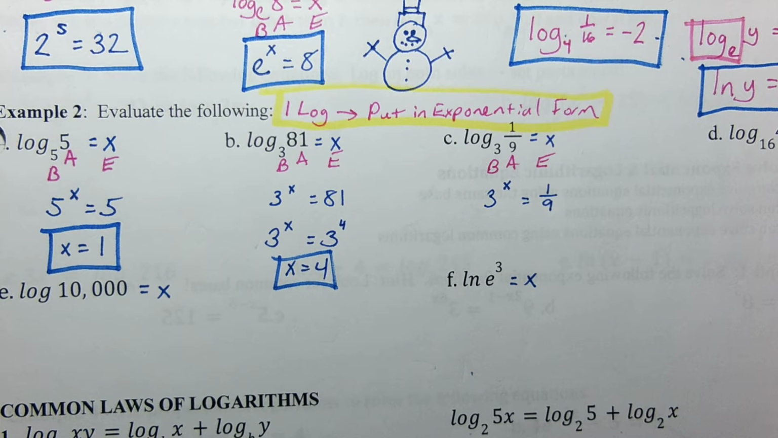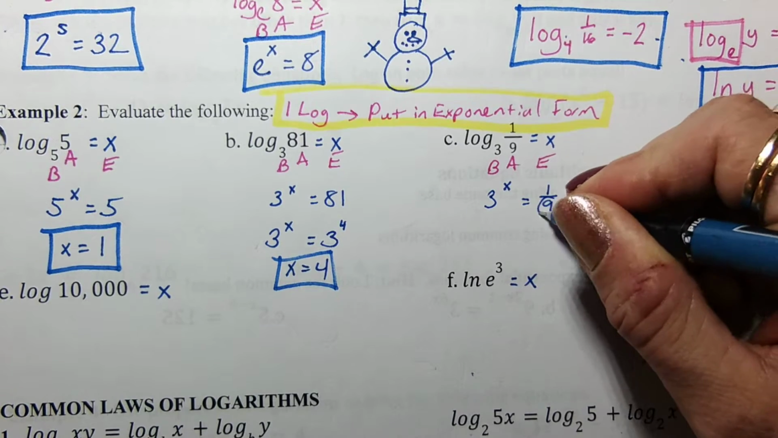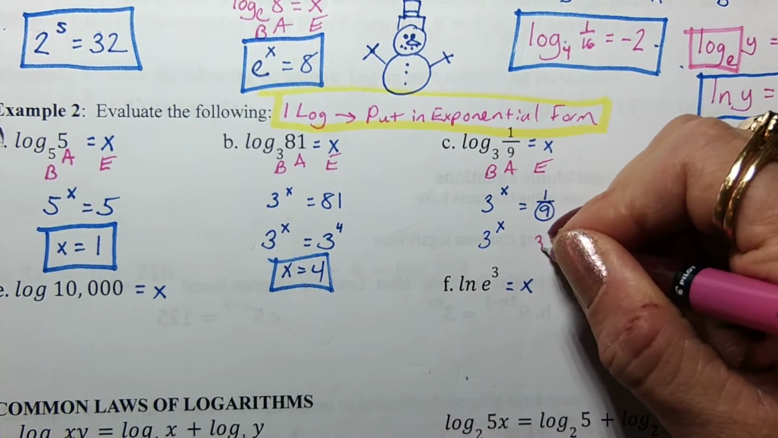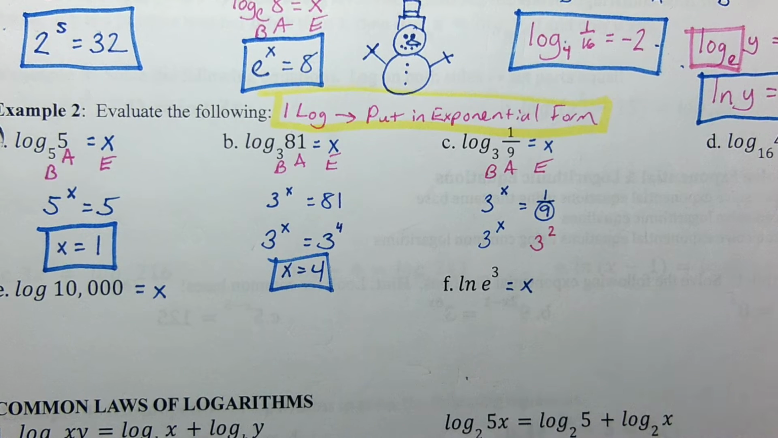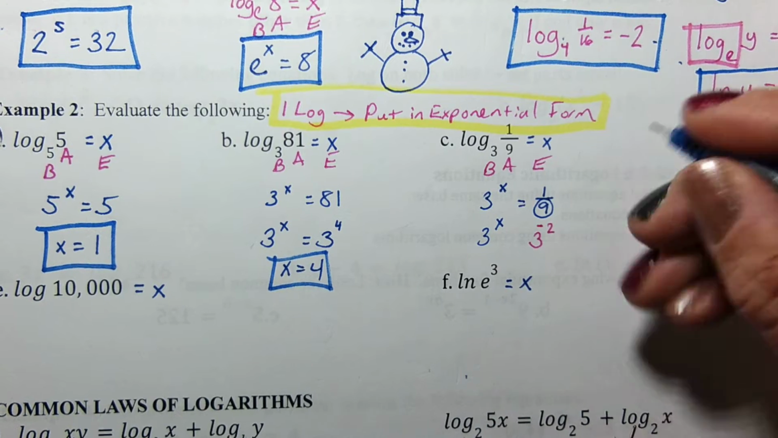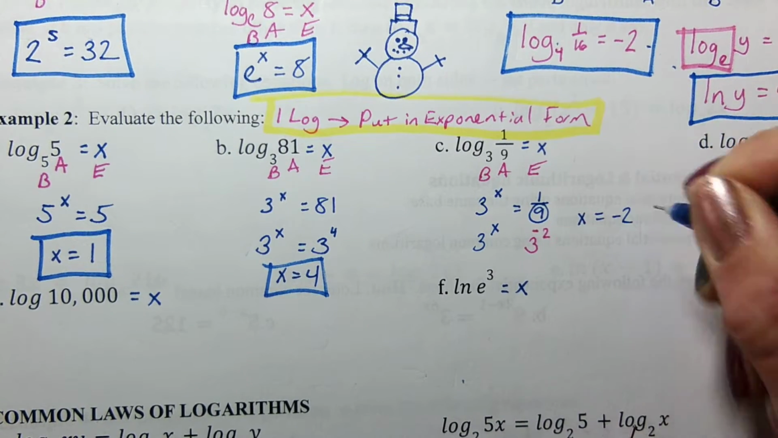Now, you may be looking at that going, off the top of my head, I'm not really sure how I can get 1/9 from base 3. How can I give that 3 a bad attitude and send it downstairs? A negative exponent. So how can I get 3 to be 9? 3 squared would give me 9. So if I want to get a 9 in the downstairs, it would be 3 to the negative 2. So then x is equal to negative 2.